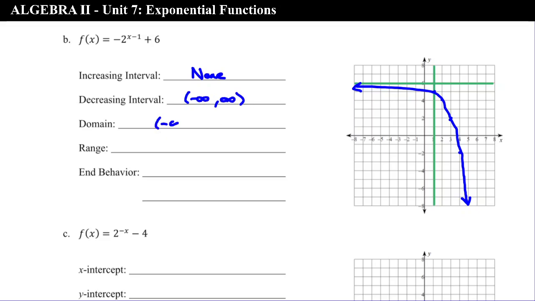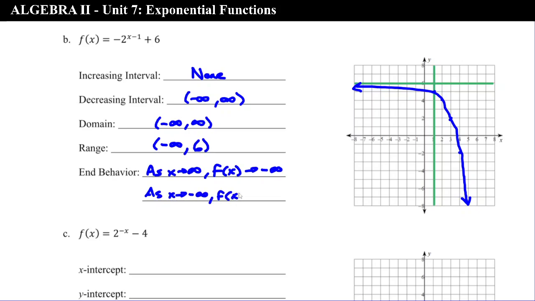Domain, again, all reals. Range, this time, goes from negative infinity at the bottom end and goes to 6 on the top end. End behavior, as x approaches infinity, f of x is going to negative infinity. As x goes to negative infinity, f of x is going to 6.